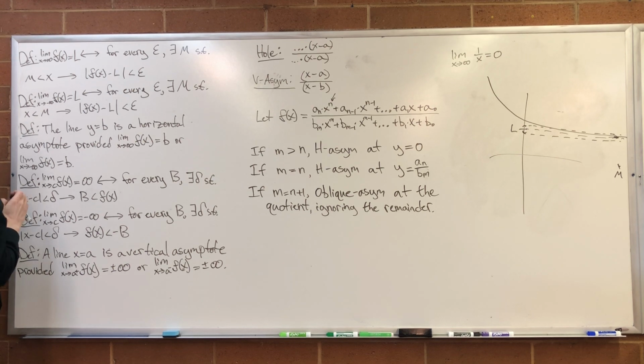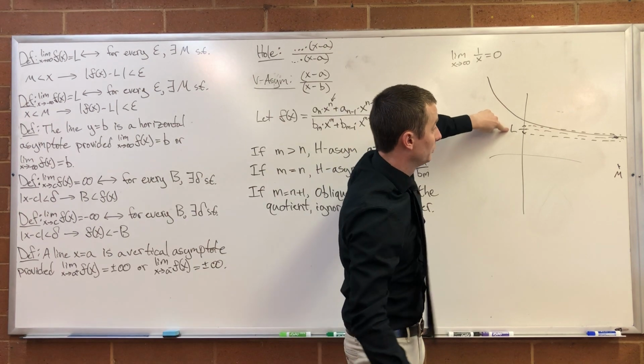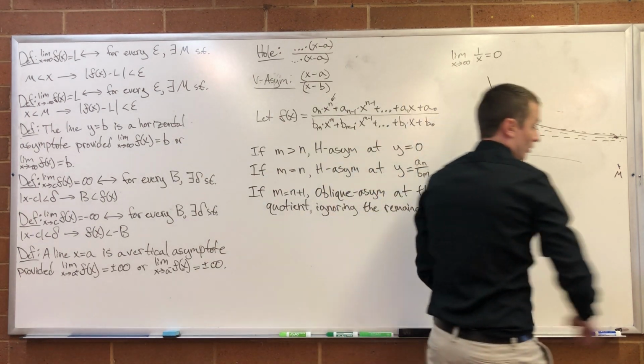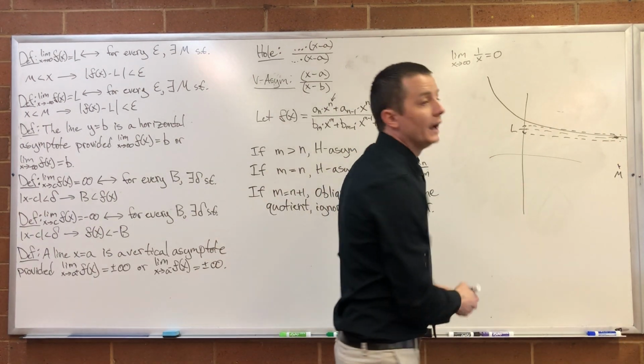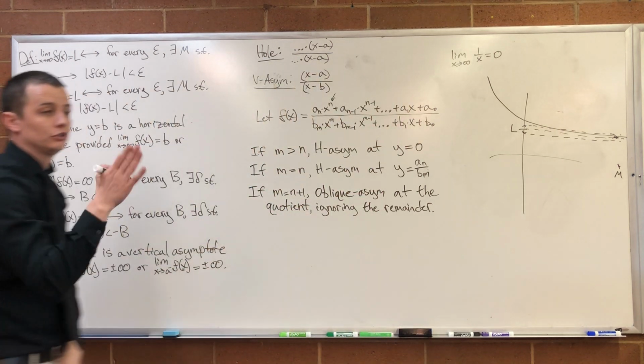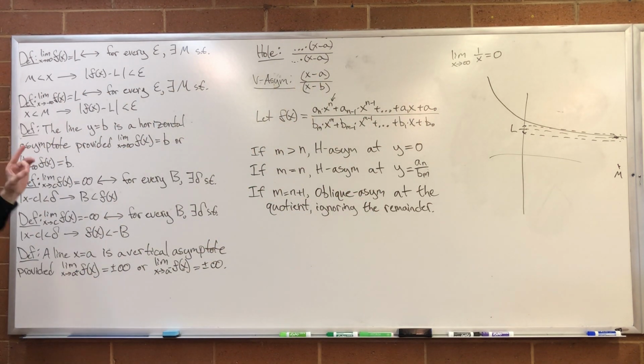L being the asymptote? L being right here, the value that we're saying the limit approaches. The asymptote would be y equals L. It would be that line. L is just a number. Y equals L is the line. So, slight difference. Make sense? Okay. Then this next definition is identical, but going the other way.